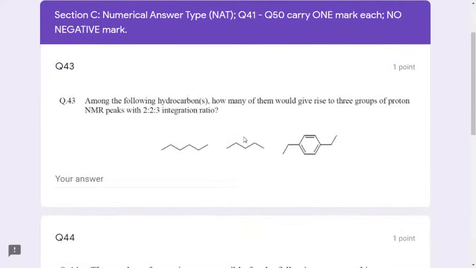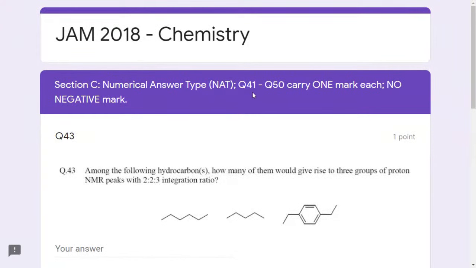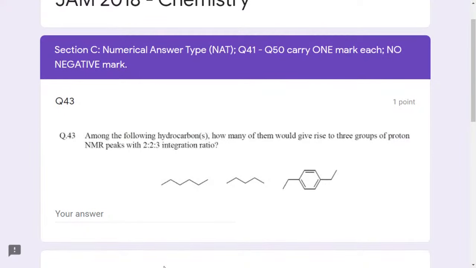Section C, numerical answer type, that is question 41 to 50 carry 1 mark each, no negative mark. Yes, students. So it is going to give only 1 mark, but you have to write only the number. You should not write TWO2 ONE1 like that.